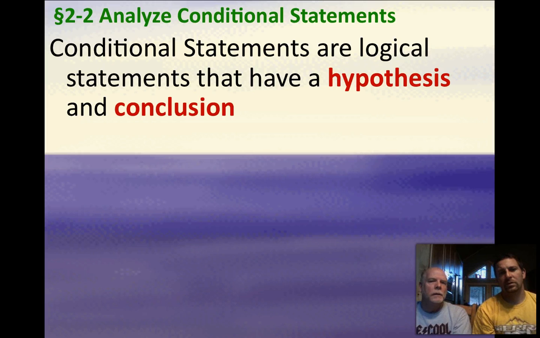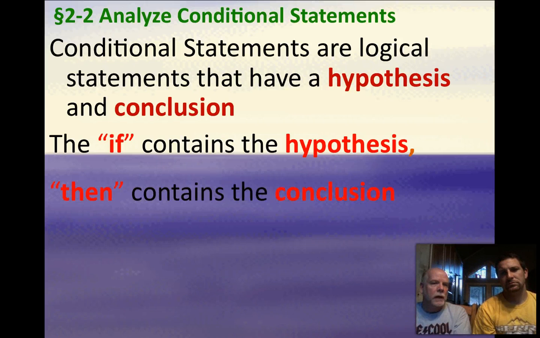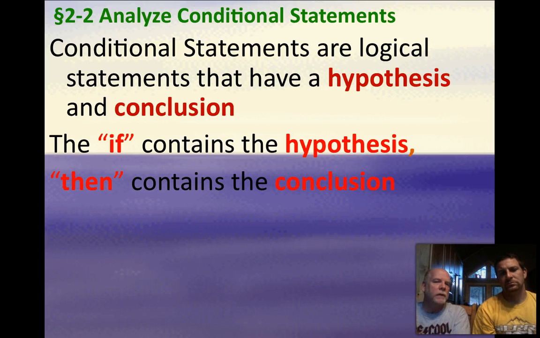So anytime you see an if inside of the statement, whatever comes after the if, not including the if, is the hypothesis. And then there is a then, so we're talking about an if-then statement. If such and such is true, then this has to be true also. The part after the word then, not including the word then, is the conclusion that we can come up with. So we have hypothesis and conclusion all built inside of an if-then statement, called a conditional statement.